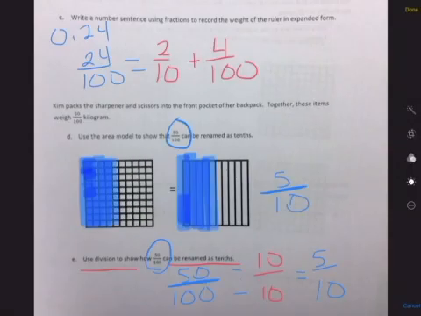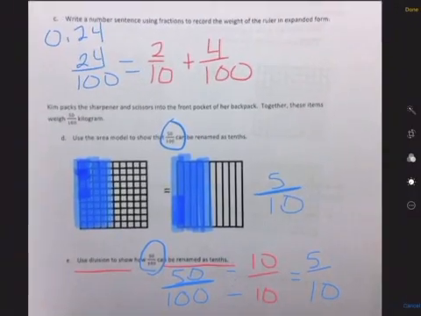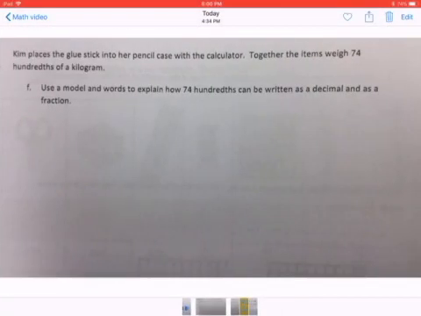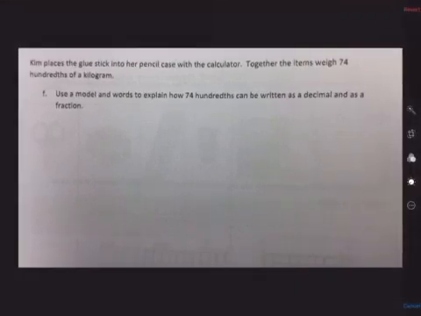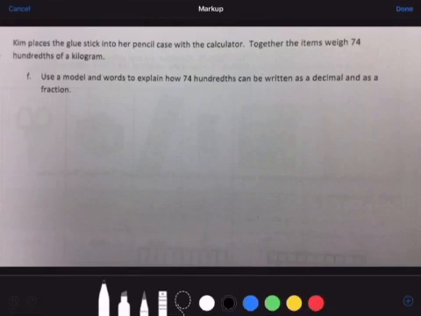Now let's go look at F. F says, Kim places the glue stick into her pencil case with the calculator. Together, the items weigh 74 hundredths of a kilogram. Use a model and words, that's the important part, and words to explain how 74 hundredths can be written as a decimal and a fraction.